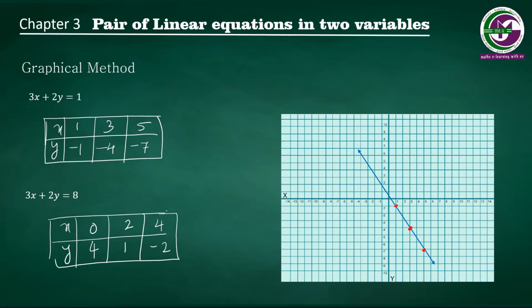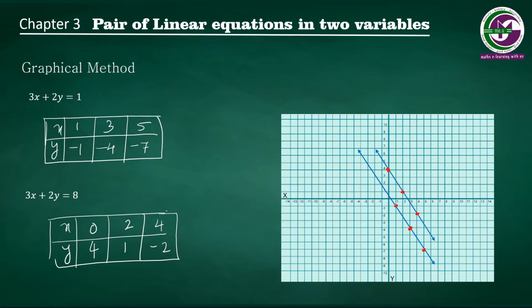Now I'm marking these points on the graph sheet, on the same graph sheet, okay? Don't take a different graph sheet for a pair of linear equations. You need to plot both graphs on the same sheet. So here x 0, y 4, the point is here, and 2 comma 1, the point is here, and 4 comma minus 2, the point is here. So the line through these 3 points is like this.